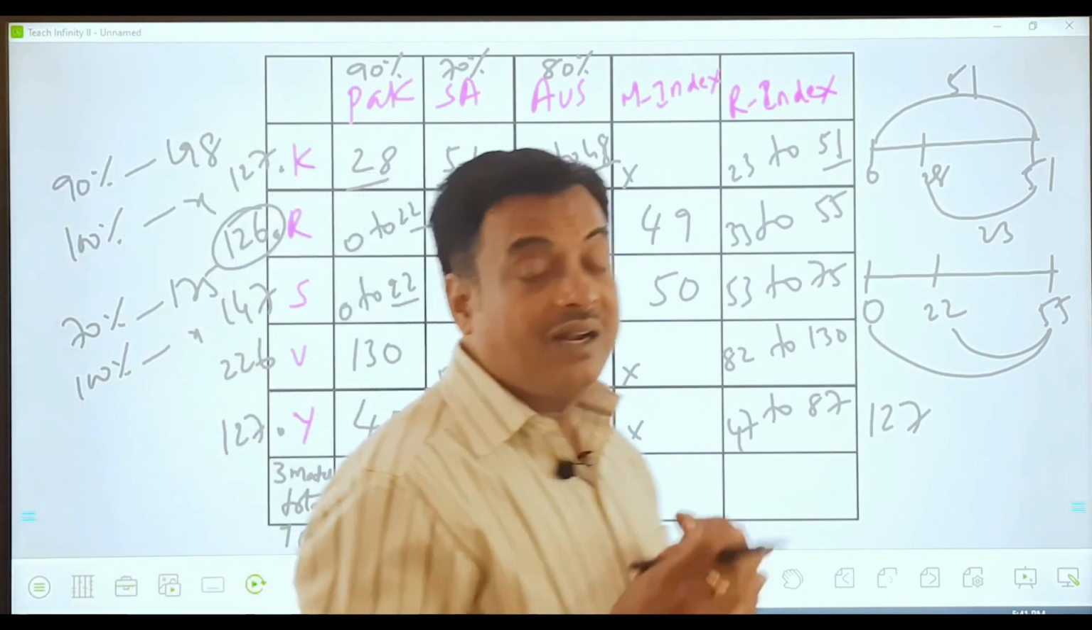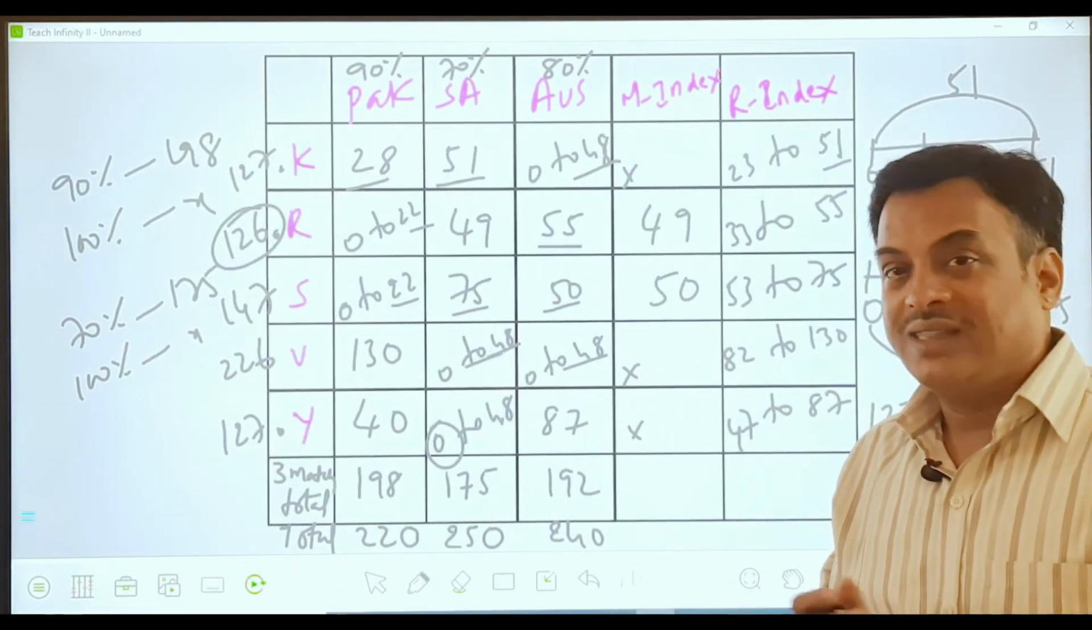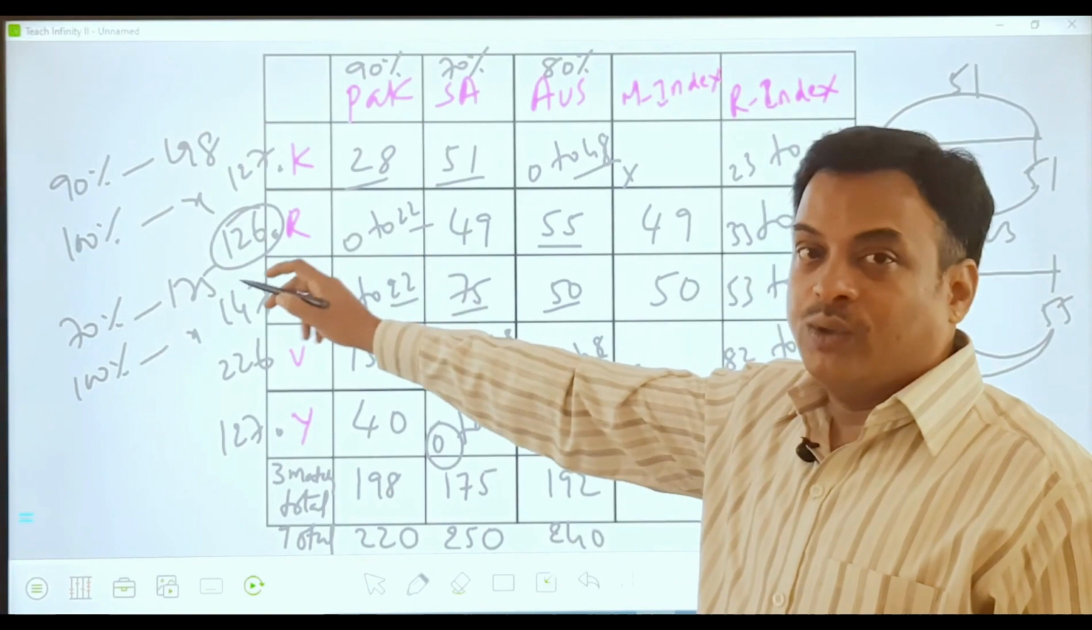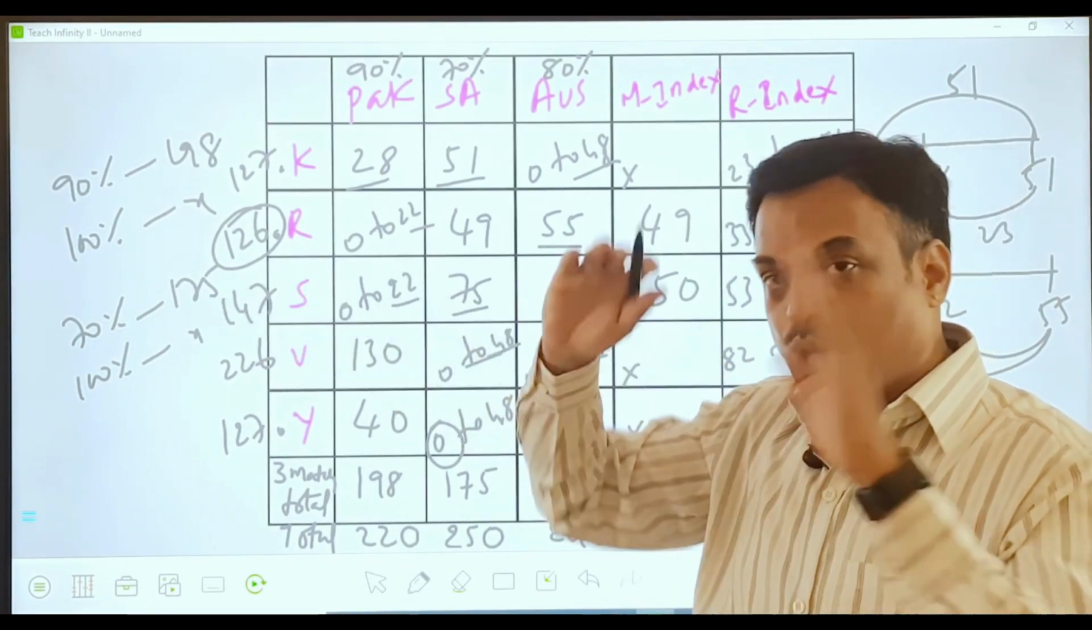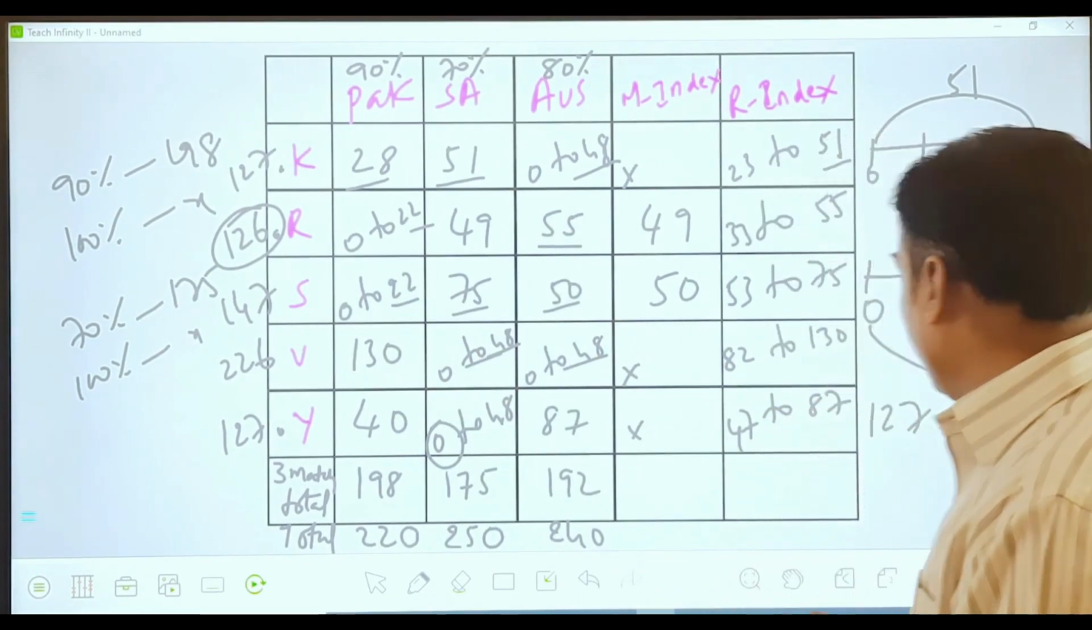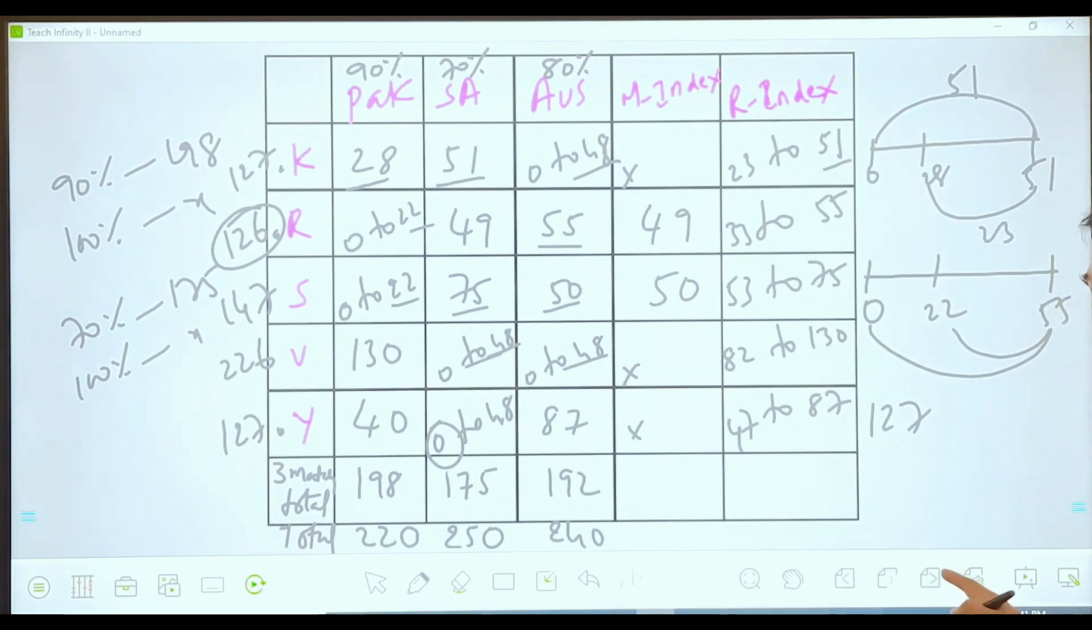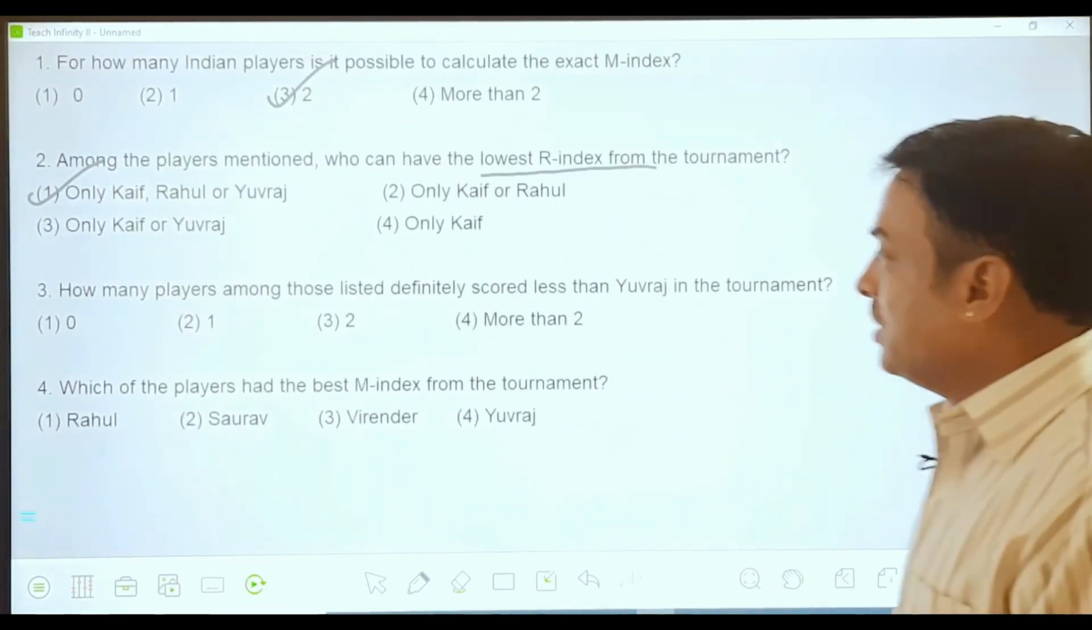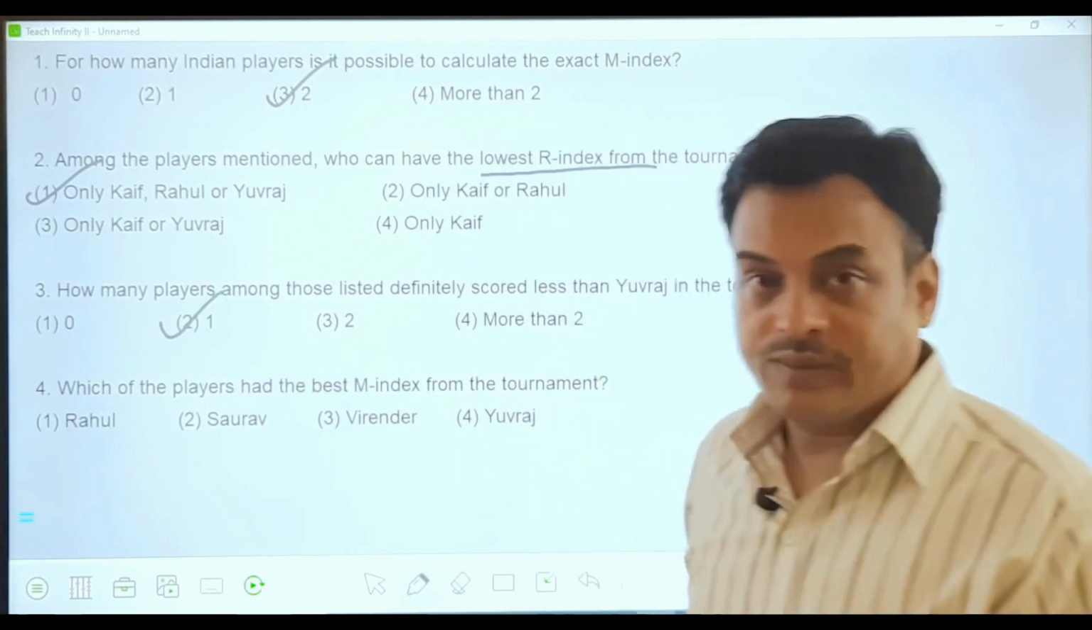So how many players are definitely less than Yuvraj was the question. There is only one player, Rahul, who is definitely less than Yuvraj in the total tournament, including all the totals of the players. So the answer is only one player, and my answer to this is your second option.